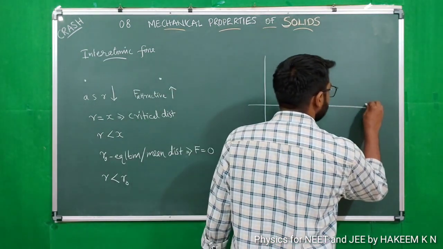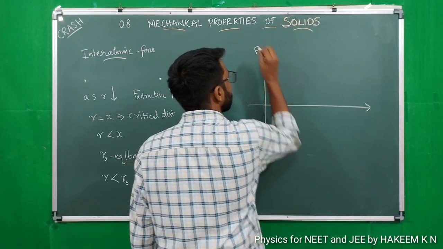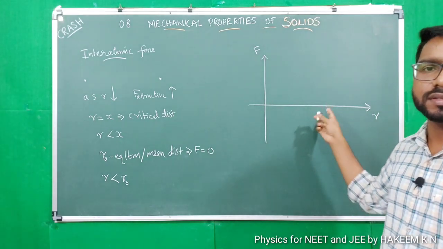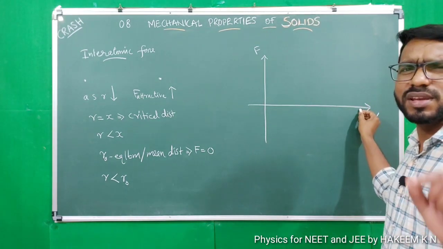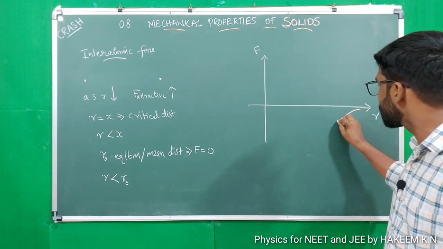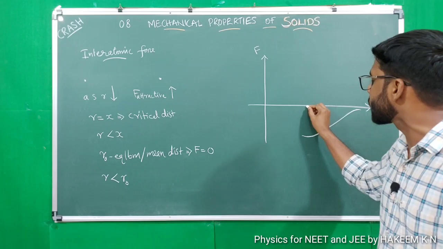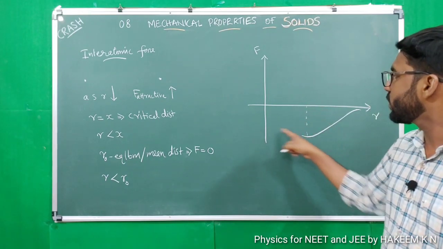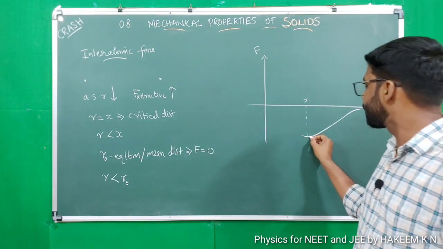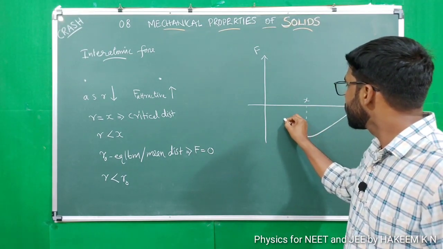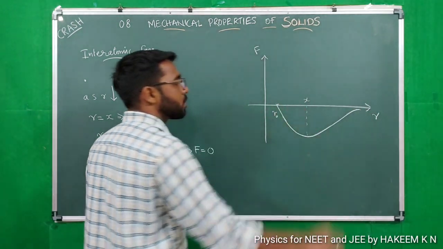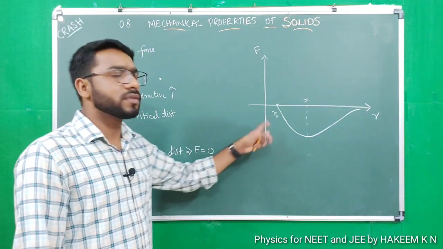if this is the force displacement graph, at large distance the force is attractive, negligible attraction. As distance decreases, that attraction increases, and it reaches a maximum value. That distance is called critical distance x. After that, this force starts decreasing rapidly, and at a particular distance, called the equilibrium distance or mean distance, the force becomes zero.